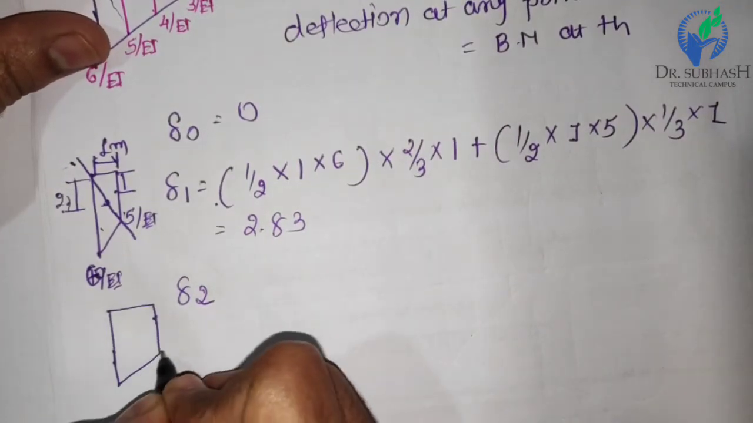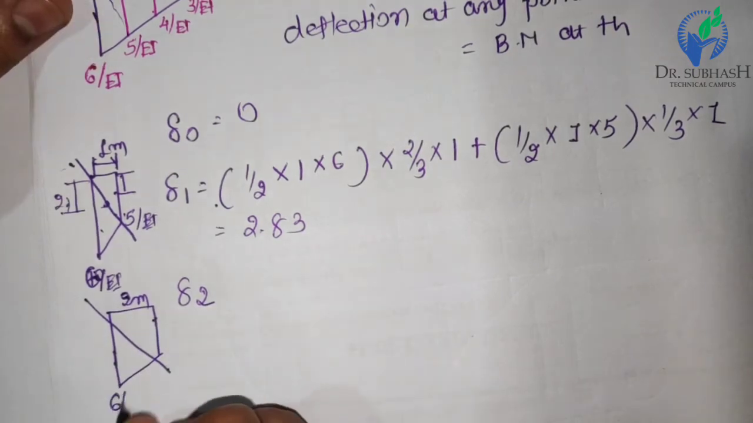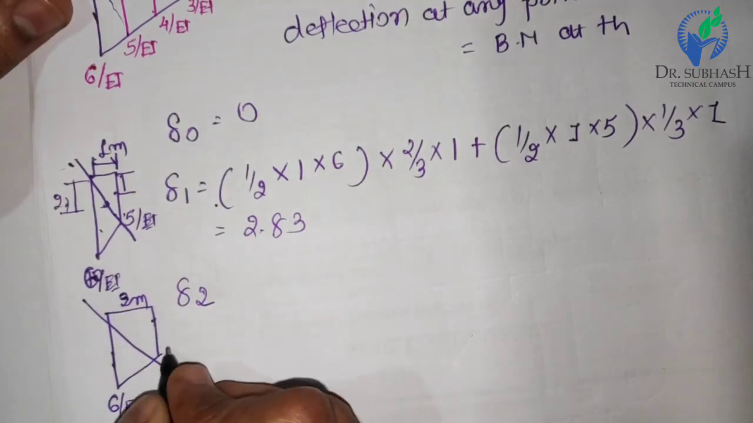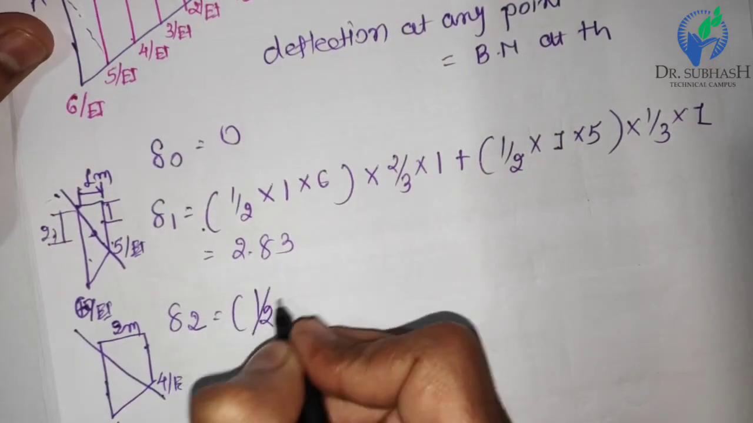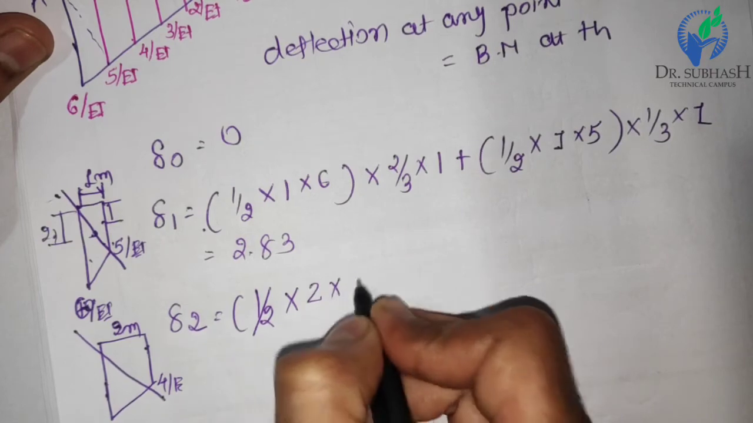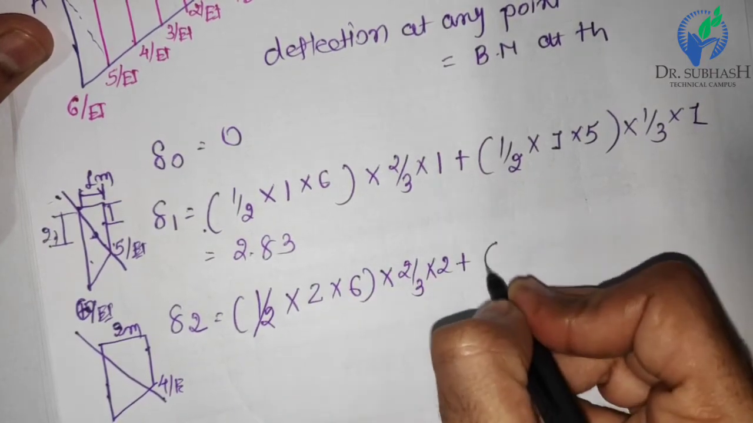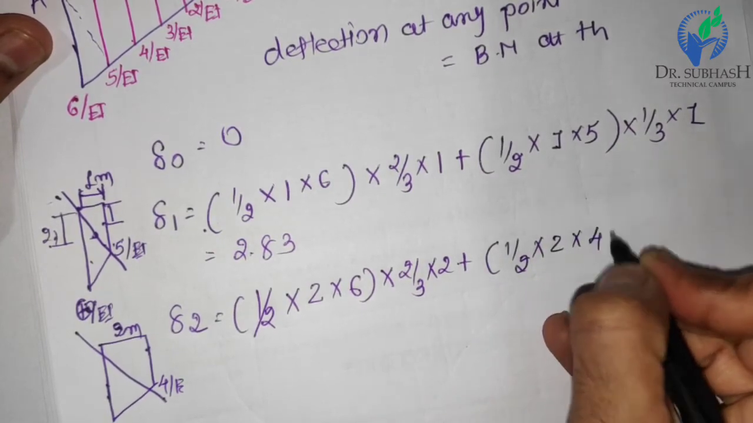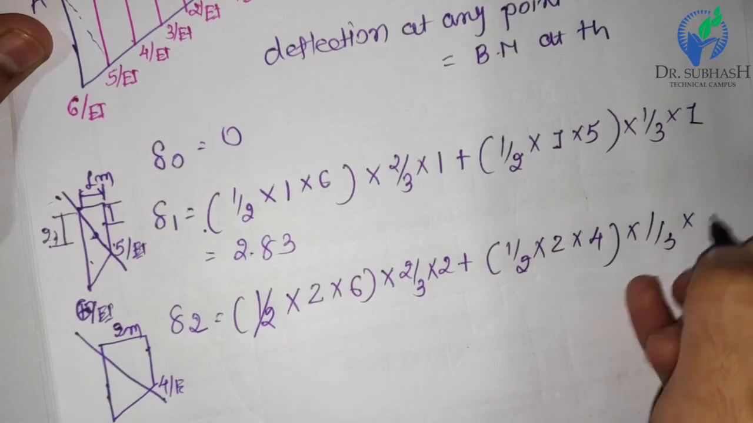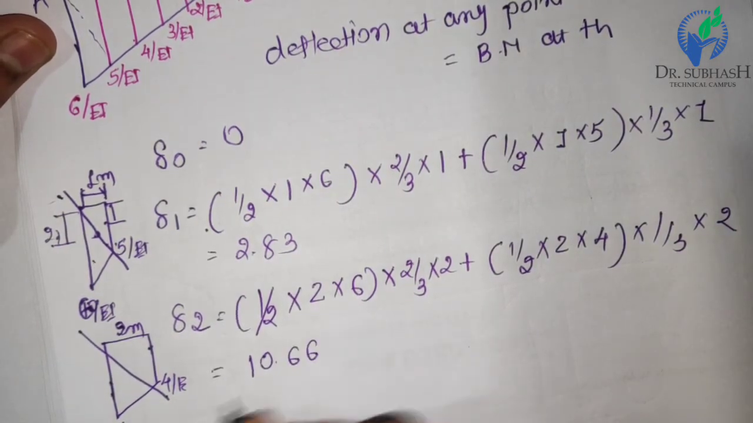Our base is getting 2 meter. This one is 2 meter. So which one? 6 by A and 4 by A. So for that, first one is similar, 1/2 into 2 into 6 into 2/3 of 2. The next, 1/2 into 2 into 4 into 1/3 of 2. So if you have to solve this equation, your answer is 10.66.